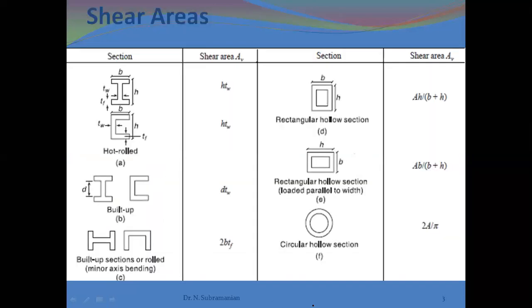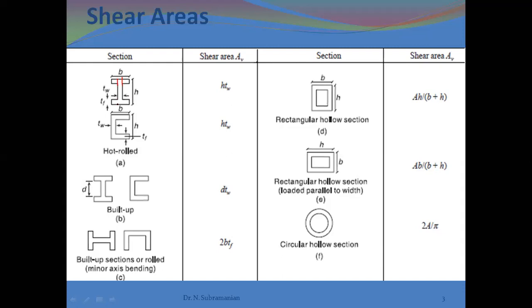And shear area, this we have already seen in class. For the I section, the shear area will be h into tw. What do you mean by h? h is the depth of your web. Why am I taking the whole web depth? You may all say, sir, the web is only this portion. Why did I take the web of the whole section? Look, this is the complete web.